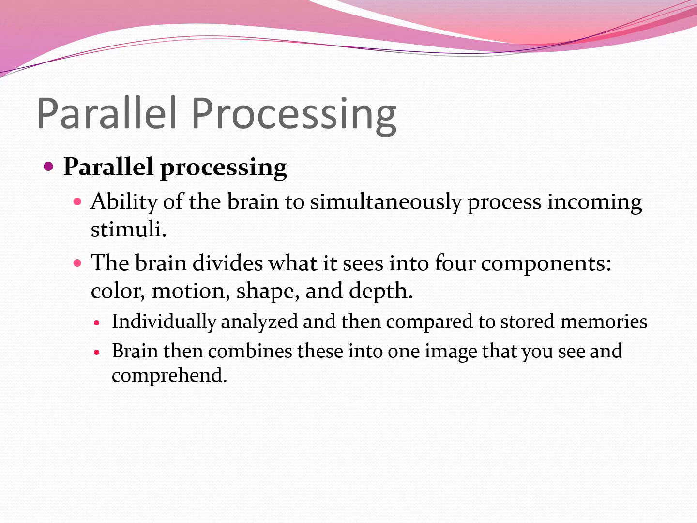Parallel processing is the ability of the brain to simultaneously process incoming stimuli. So the brain divides what it sees into four components: color, motion, shape, and depth. So individually analyze, and then you compare it to stored memories. So the brain then combines these into one image that you see and comprehend.